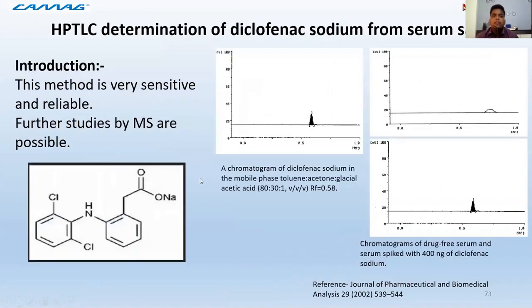Then the HPTLC determination of diclofenac sodium from serum sample. So diclofenac is a painkiller, we all know that, and this method is very sensitive and reliable. By using this HPTLC technique, we can identify or determine the diclofenac sodium from serum sample. And if we go for further studies with MS, this is also possible.